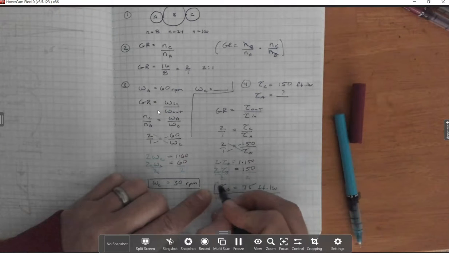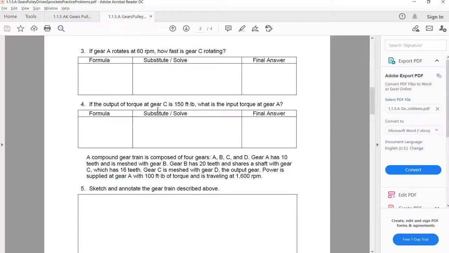I think that's the last question for this section.